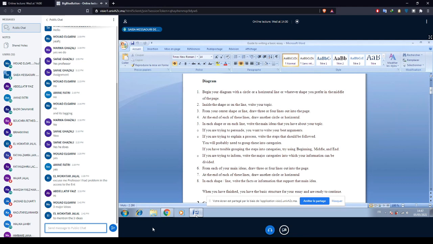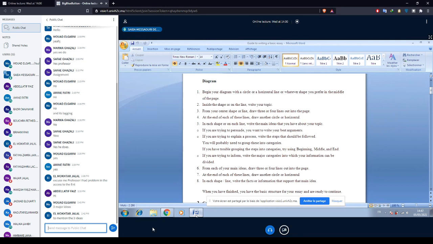If you have trouble grouping the steps into categories, try using beginning, middle, and end. This is not our end. If you are trying to inform, write the major categories into which your information can be divided. So in our case, it's not going to be this, but you keep this, you're going to use it, keep the file, keep the handouts, you're going to use it next semester.